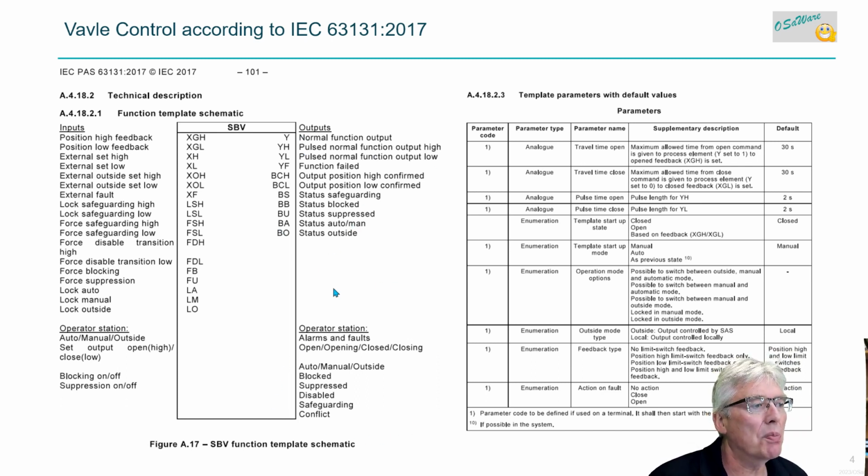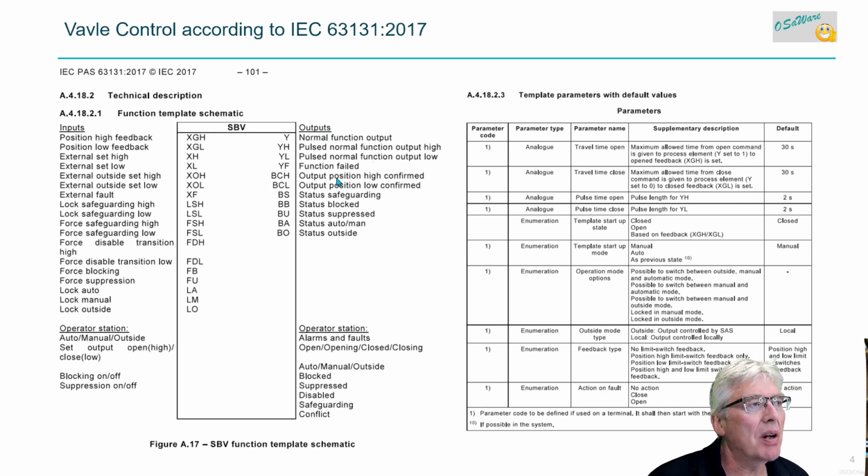And here is for the operating system: block, suppress, disable, opening, closing, alarms and faults, and so on. They should show on the conflict too. If you're safeguarding, and if you force it shut and it should be open, you get a conflict fault. So this is a normal function output, which is true when it should be open. There's always positive logic here. And here are the pulsed outputs. Of course, you would need one. You could use one of these.